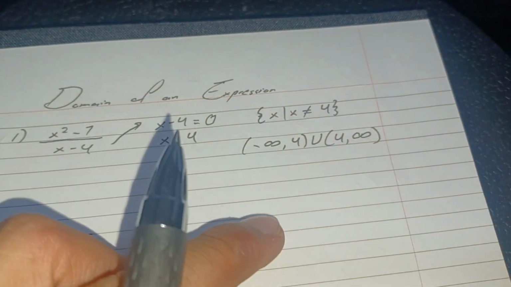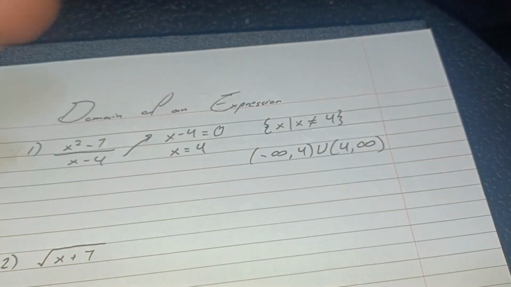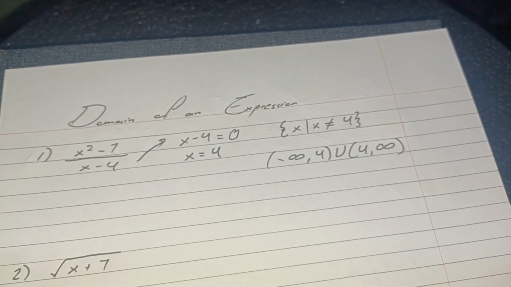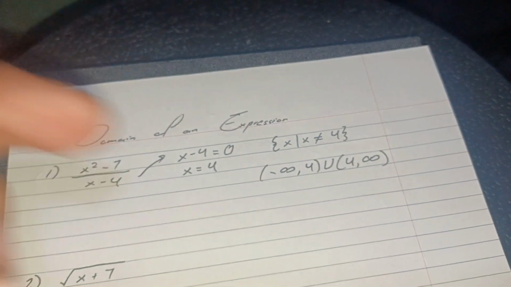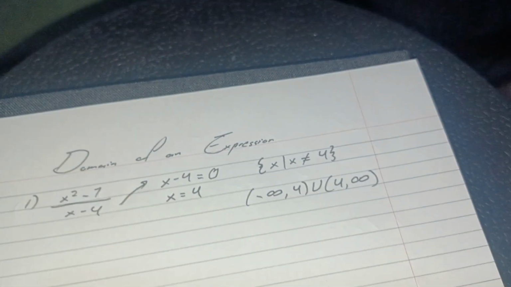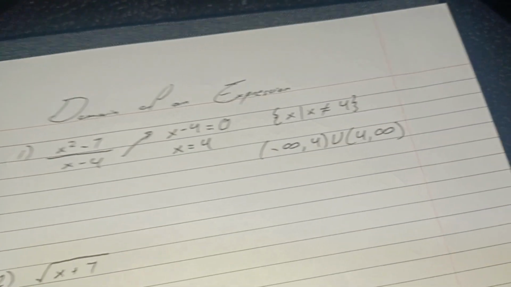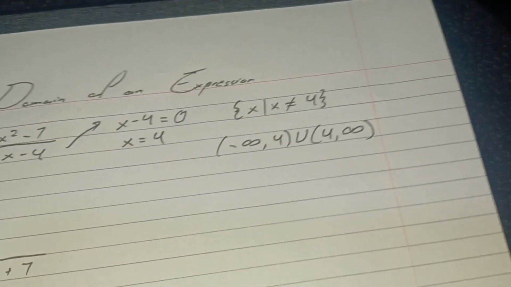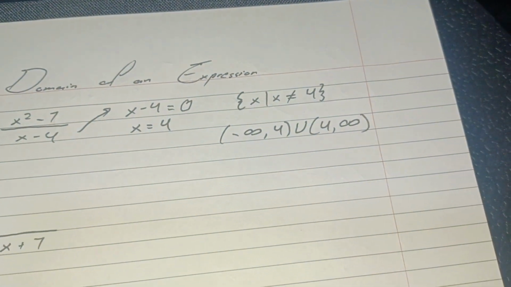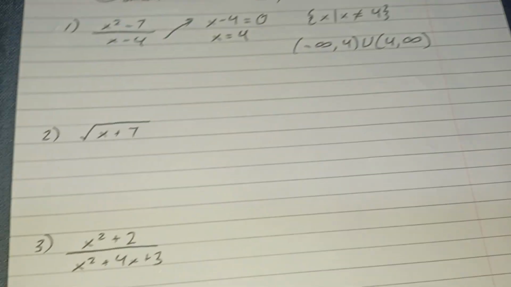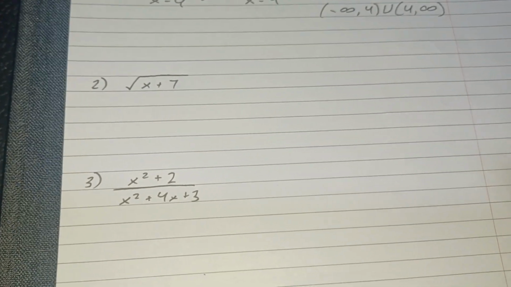Because we can put any real number in the negative side in here, and it will make sense. But we can't put a 4 because it won't make sense. Same in the positive infinity. We can put any number in the positive infinity, and it will make sense. So that is our domain written in both notations. So yeah. Now let's go on to number 2.